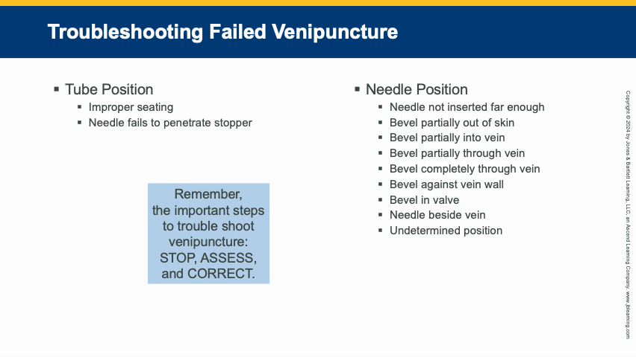When phlebotomists miss veins, they often tell patients that they have veins that roll. This leads patients to mistakenly believe that there is a problem with their veins, when more than likely the problem is the phlebotomist's technique. Veins can roll somewhat, but it is up to the phlebotomist to anchor them well so they do not roll. And lastly, undetermined needle position.